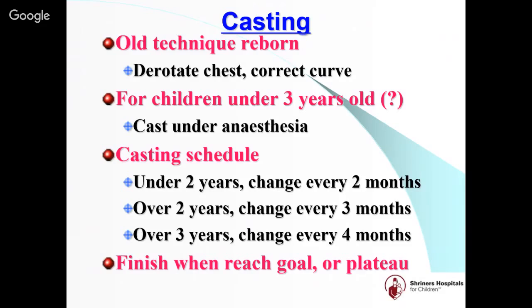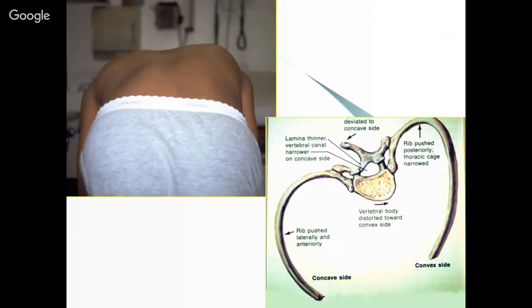And what you're looking for is either that you're able to make the curve small enough that we can then transition them into a brace with the hopes of getting them out of a brace after a year or so. Or they just get to the point that they've kind of plateaued, we're going to put them in a brace, expecting that sometime in the future, a few years in the future, we'll have to do some sort of surgical operation for them. And what we're trying to do is take some of the rotation out of the spine.